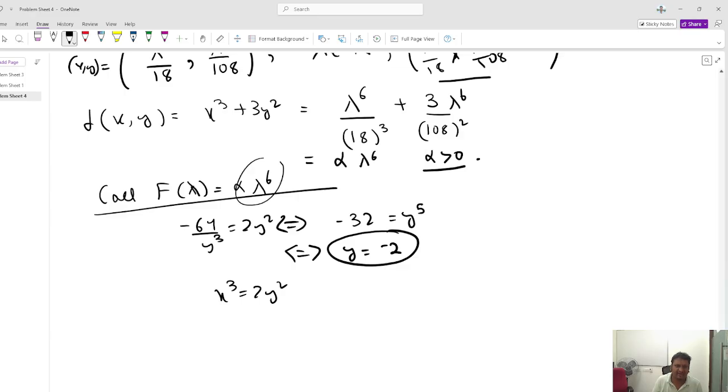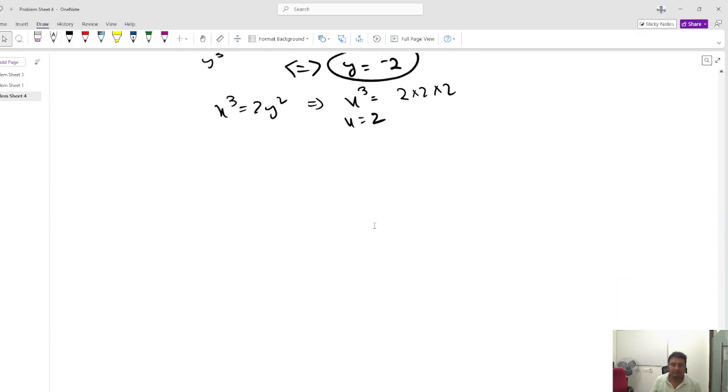And for this function, by the way, if you take such lambda, one will go to infinity, one will go to minus infinity, right? The graph of this is like this. So there is no point of maxima or minima which we can obtain from here. So what is x cube equal to 2y square? So this will give you x cube is equal to 2 into 2 into 2. So x is equal to 2, right? So you have another point, 2 comma minus 2, and see what is the value of function at this point.